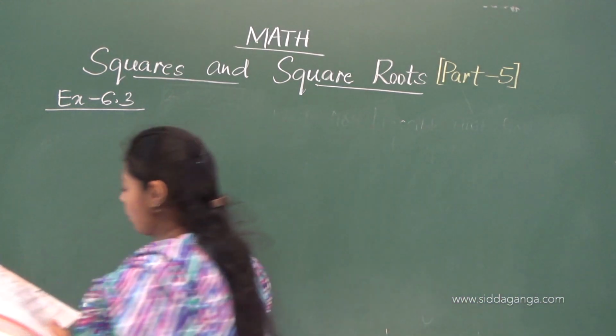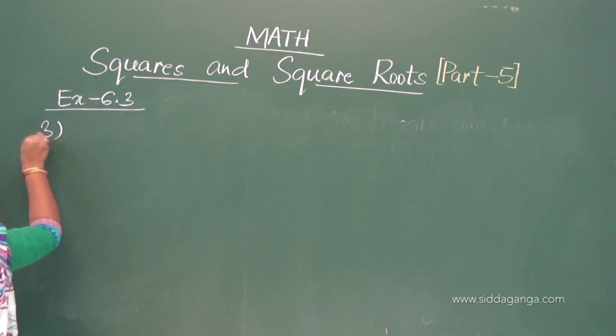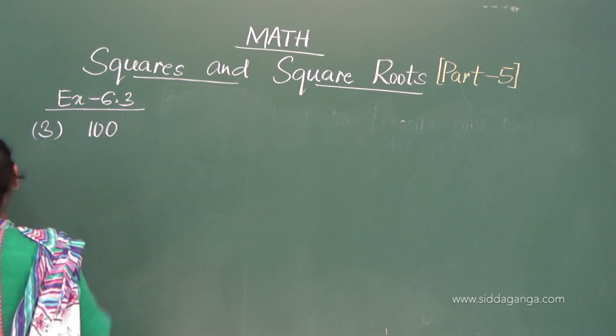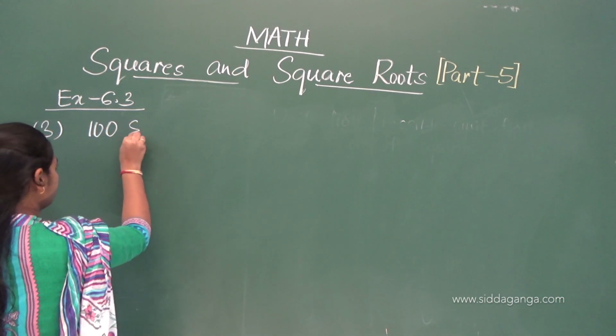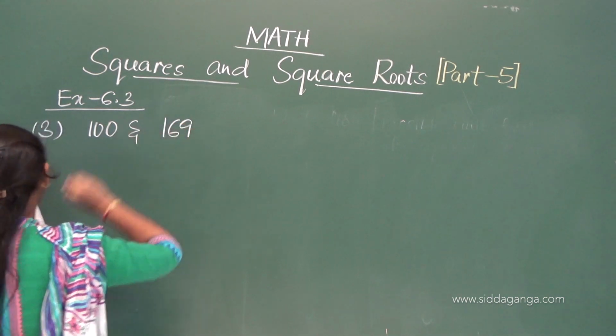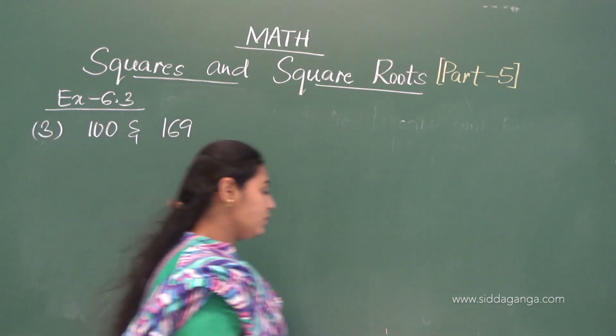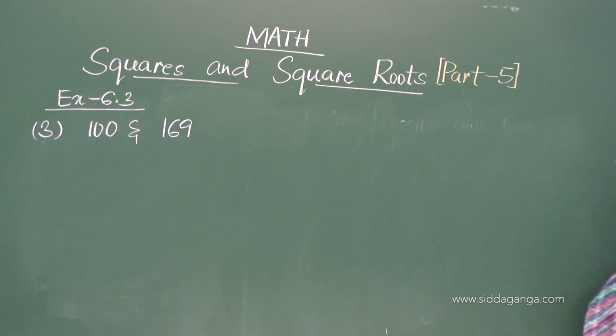Find the square roots of 100 and 169 by the method of repeated subtraction.